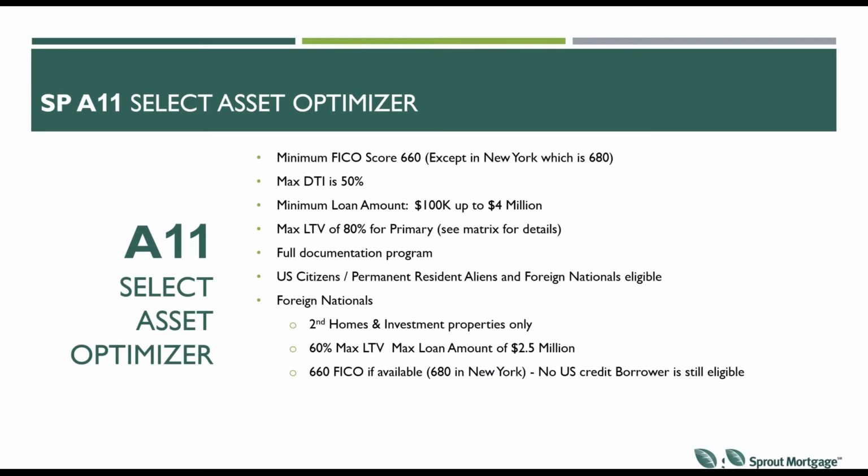We've gone over the minimums on this as well already. For foreign nationals, this can be a second home and investment property only. 60% max LTV with a max loan amount of 2.5 million, and then the same FICO scores, if they're available, apply. 680 in New York.